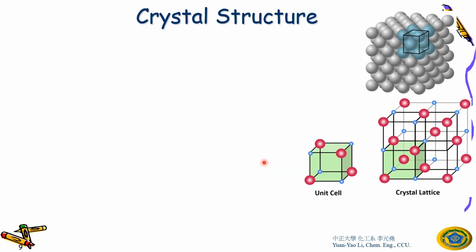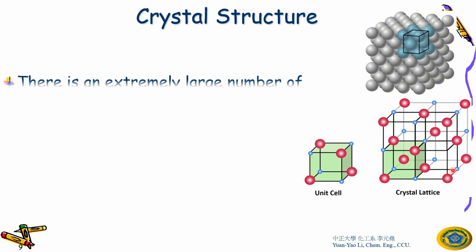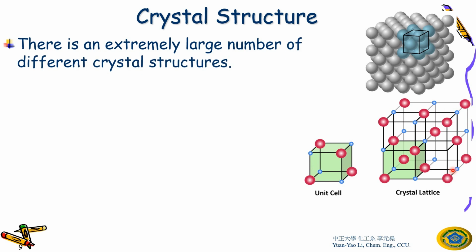Right. So what is crystal structure? For example, this is one type of crystal structure. If you put this unit cell into this one, and you pack this in three dimensions, X, Y, Z direction, then you can get these crystals, a crystal like this. So there is an extremely large number of different crystal structures.